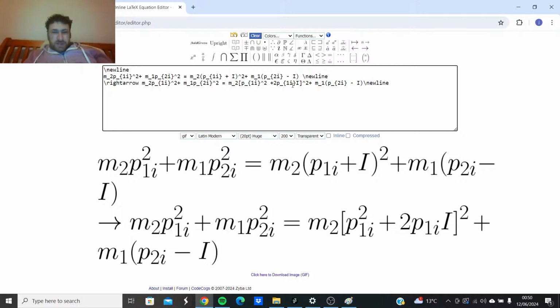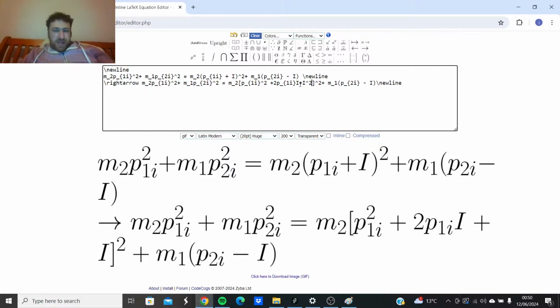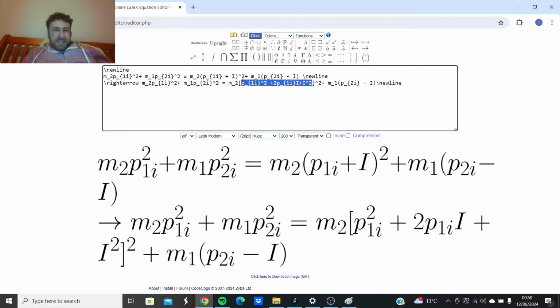Yeah. Plus 2pi plus I squared. And it's going to be the same thing for the second one, basically. Oh, and also this is no longer squared at the end. So that's one.